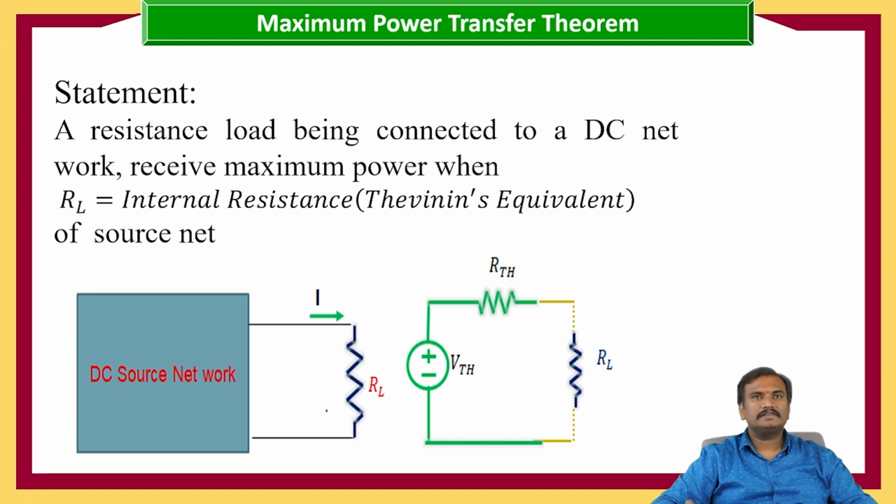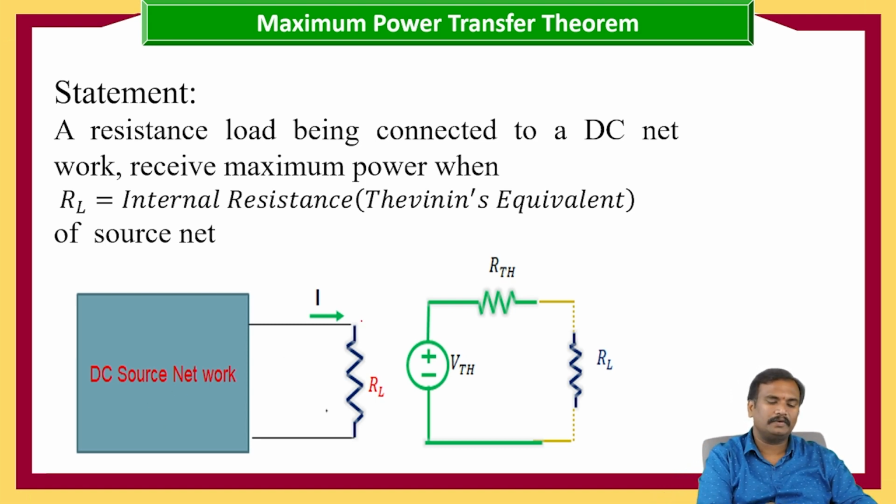And this is the statement of the maximum power transfer theorem. A resistive load connected to a DC network receives maximum power when the load resistance is equal to the internal resistance, or Thevenin's equivalent resistance, of the source network. So RL is equal to RS or RTH. Then the maximum power will be transferred.